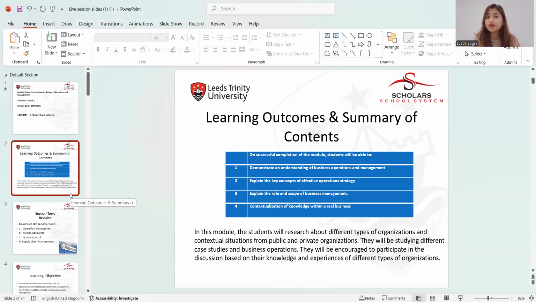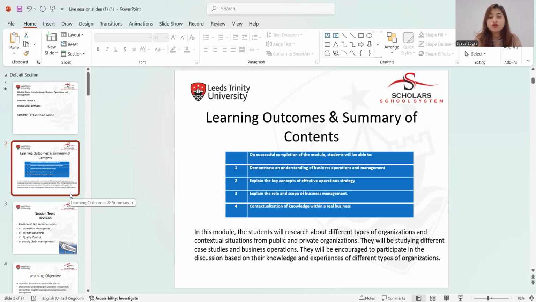So let's have a look at the learning outcome and summary of the contents. First, demonstrate an understanding of business operation and management. Then, explaining the key concept of effective operation strategy. Then, explaining the role and scope of business management and contextualization of knowledge within a real business.